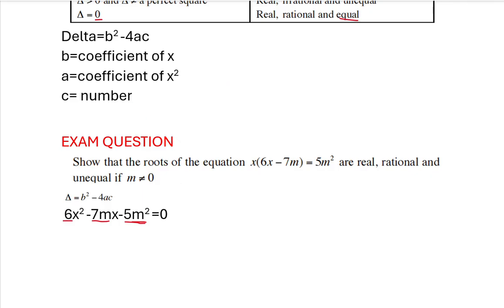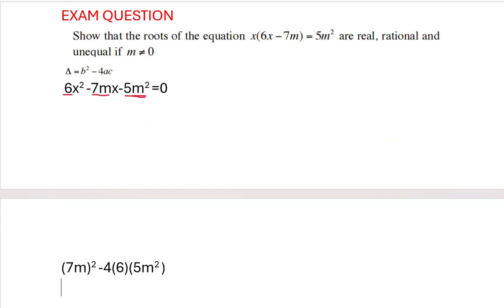So let's solve and use our b squared minus 4ac. Our b squared is 7m, close bracket. Then we square it, 7m, close bracket, minus 4. Then our a, the coefficient of x squared, is 6. Then we have c. Our c is 5m squared. This is our delta. Then we continue.